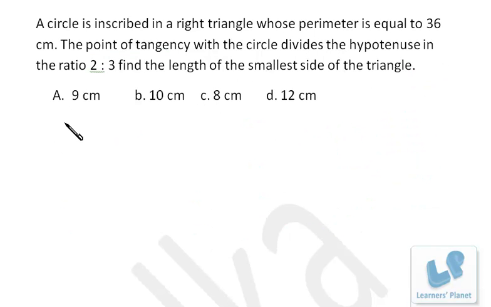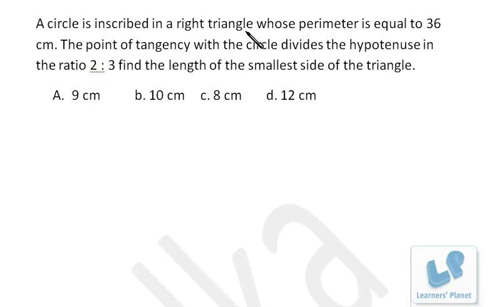Now let's see this question. A circle is inscribed in a right triangle whose perimeter is equal to 36 centimeter. The point of tangency with the circle divides the hypotenuse in the ratio 2:3. Find the length of the smallest side of the triangle. Now friends, for this, if I tell you no paperwork is required, directly you can solve the problem.